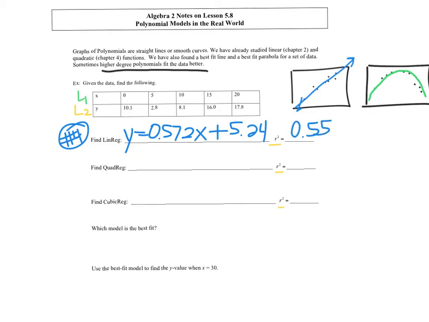Would you like to get a 55% on that test on Tuesday? No, well, some of you might. Yeah, that might be better than your normal score. But most of you, probably not.